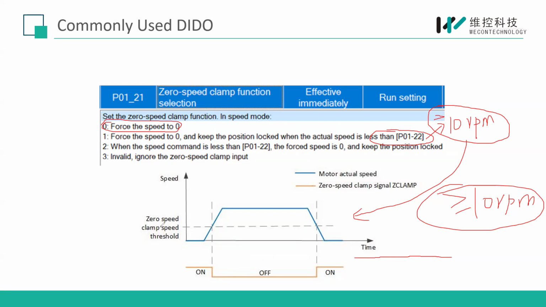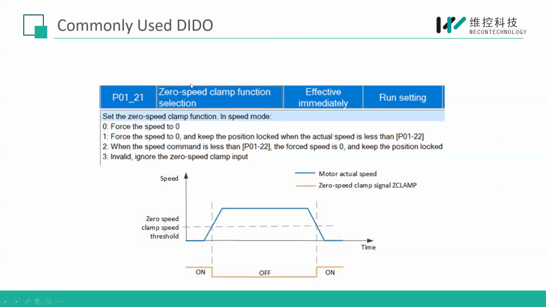And also you can see here, when the actual speed is smaller than this P1-22, this part and also this part, you can see this signal is in on status. And this is how this zero speed clamp function code works.